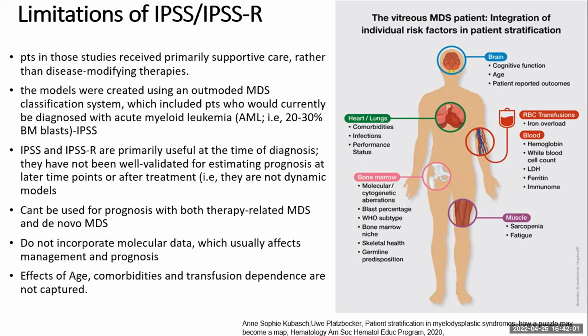These models were created using an outmoded MDS classification system, probably the 2008 one. There's another classification that I didn't talk about, the WHO one, which is based on the old classification of MDS. And this included patients who would currently be diagnosed with acute myeloid leukemia. I think I already alluded to this point, that the IPSS system has scores that have a blast count above 20, which in this day will not make it an MDS anymore.